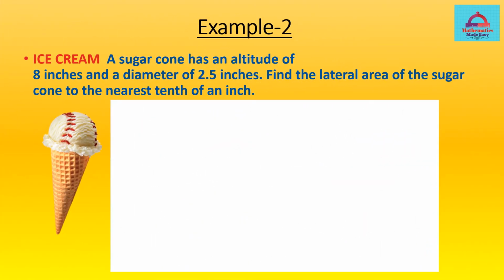Okay, so let's do example 2 now. A sugar cone has an altitude of 8 inches and a diameter of 2.5 inches. Here in this question, you can see the ice cream cone and we need to find, using the altitude and the diameter which are given to you, the lateral area of this cone.